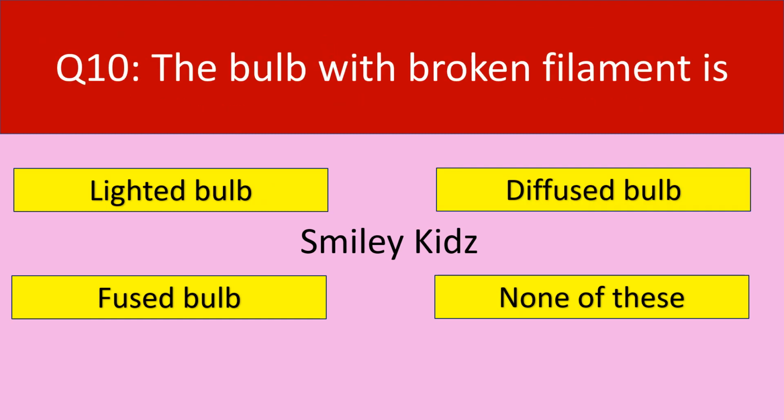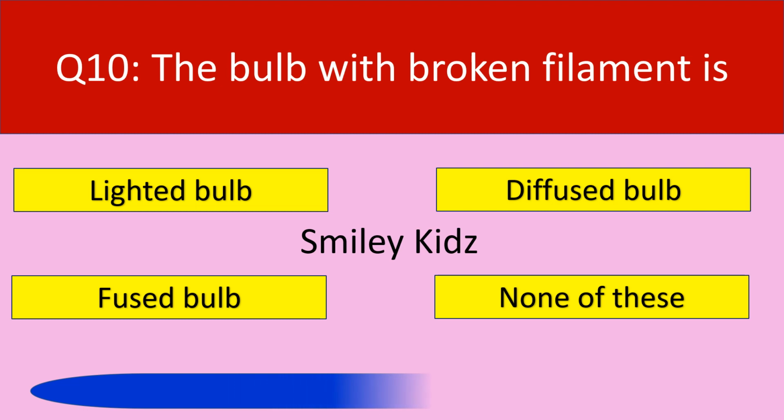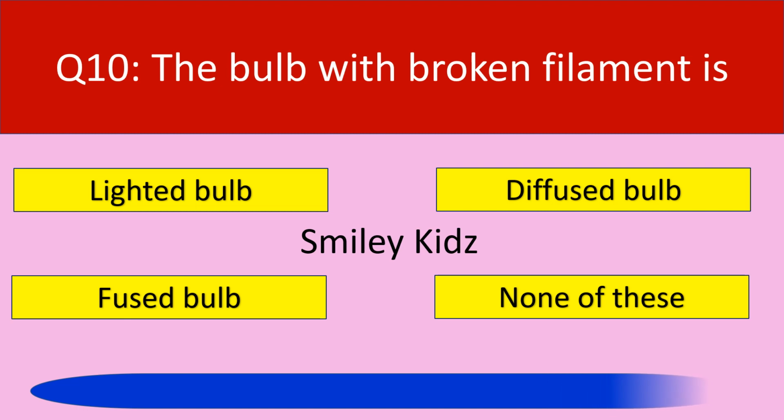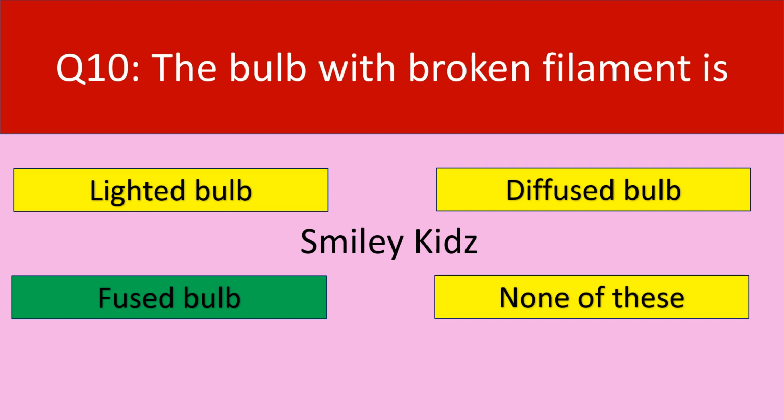Question number 10. The bulb with broken filament is. Options are lighted bulb, diffused bulb, fused bulb, none of these. Your time starts now. Your time is up. The correct answer is fused bulb. The bulb with broken filament is fused bulb.